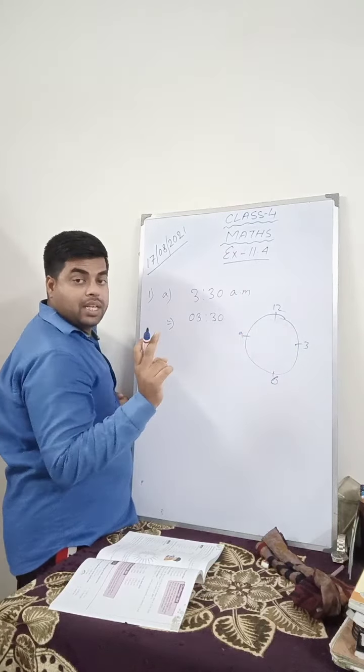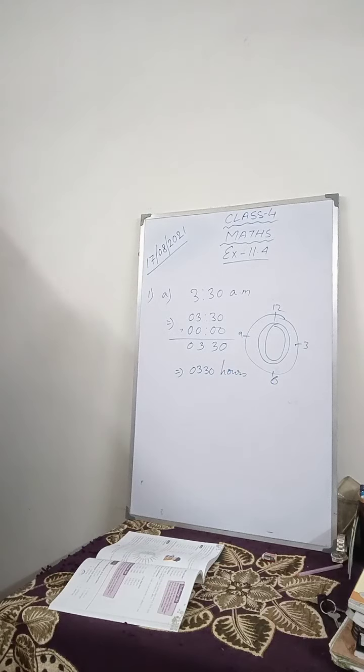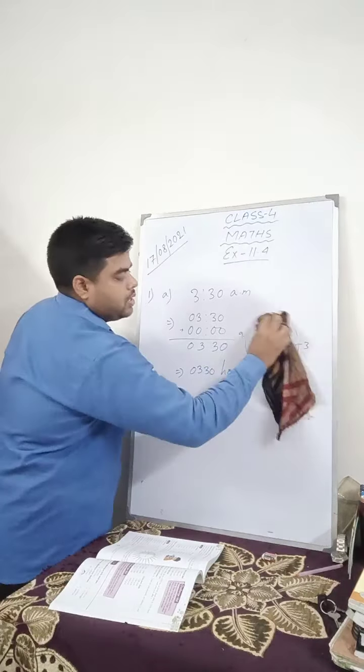So if you see AM, you will simply add 0, 0 and 0, 3, 3, 0. You will write 0330, and the unit of 24 hours clock is hours. Whatever the time, you will always have to write hours along with it. I hope you have understood. Children, you don't have to write this working. This is only for explanation, but you have to follow this process.